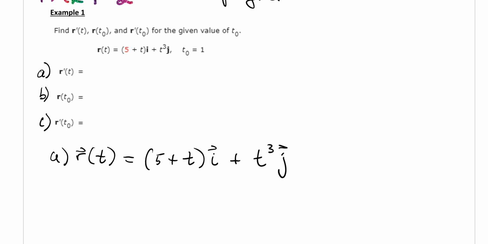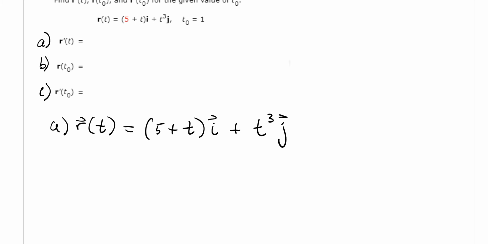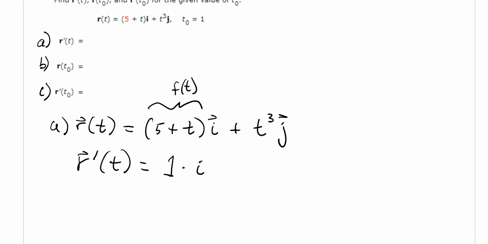and do some calculations. So we have a function given to us, r of t equals (5 plus t) times i plus t to the third times j. And part A is to take the derivative of that, find r prime of t. So r prime of t is the derivative of this. This is f of t now, and f prime of t would be 1 times i plus, this would be g of t, and the derivative of that, of course, is 3t squared times j. And that's what there is to it.